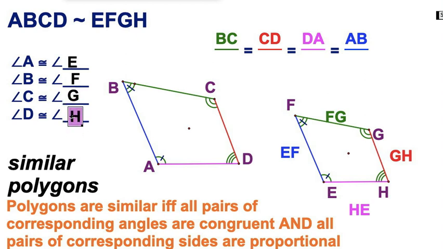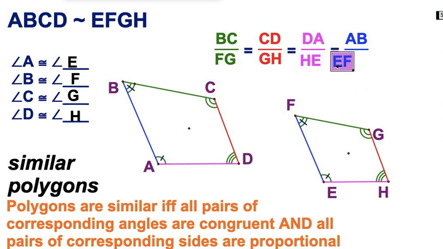It also means that all the sides must be proportional. So if I were to measure them, BC is to FG as CD is to GH, as DA is to HE, as AB is to EF. All right, well, that's just conceptual. That shows you what's going on a little bit.